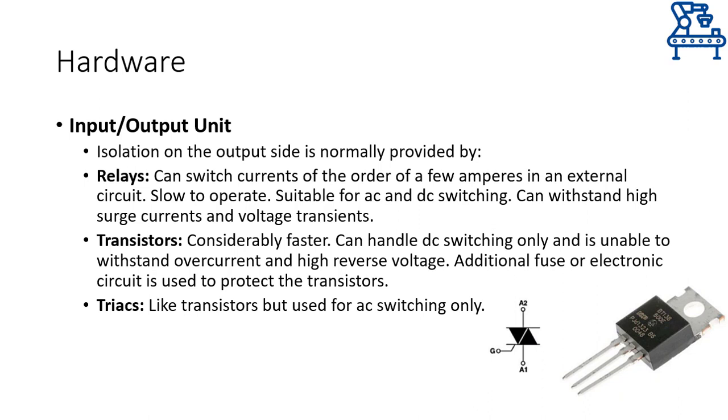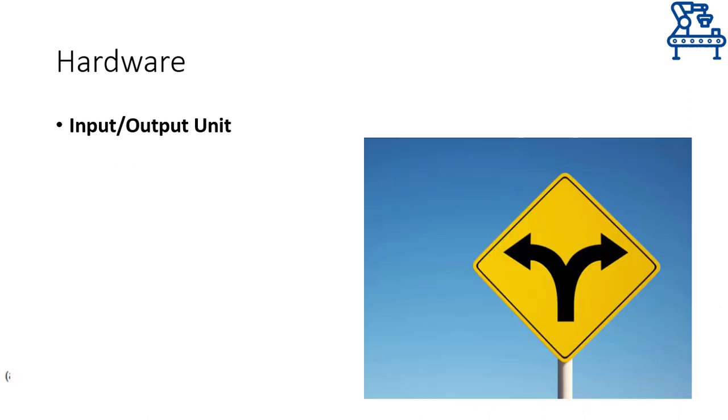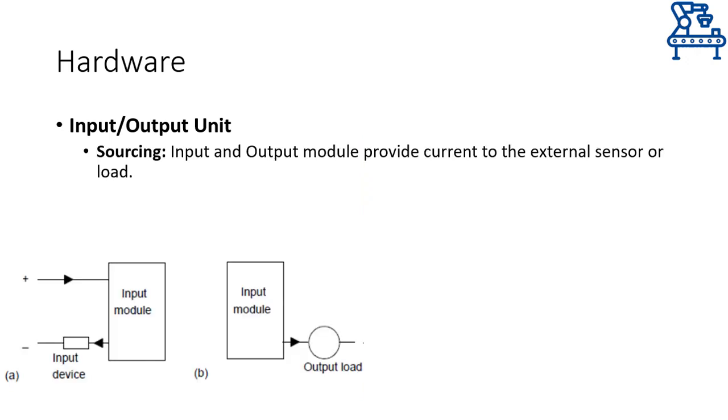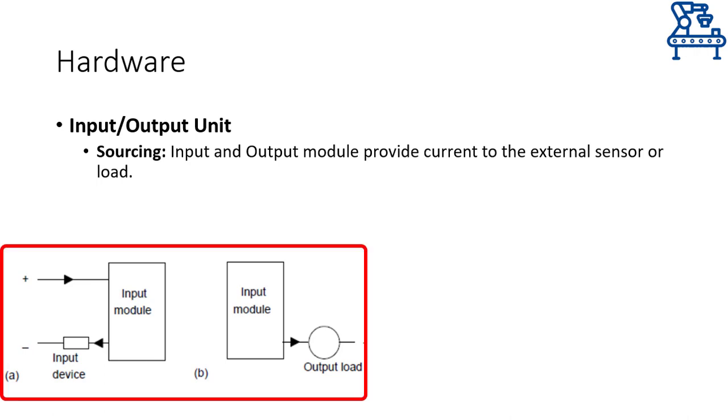Other features and limitations of a transistor and a triac are similar to each other. There are two ways in which an external device may be attached with the I/O module of the PLC. The first way is to use the I/O module as a source of power for the external device. That is, the input or output module will provide current to the external device as shown over here. This configuration is called sourcing because the I/O unit is acting as a source.